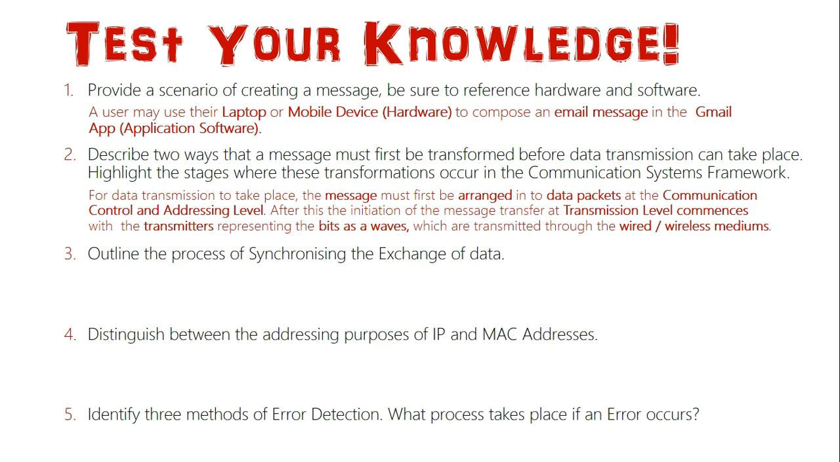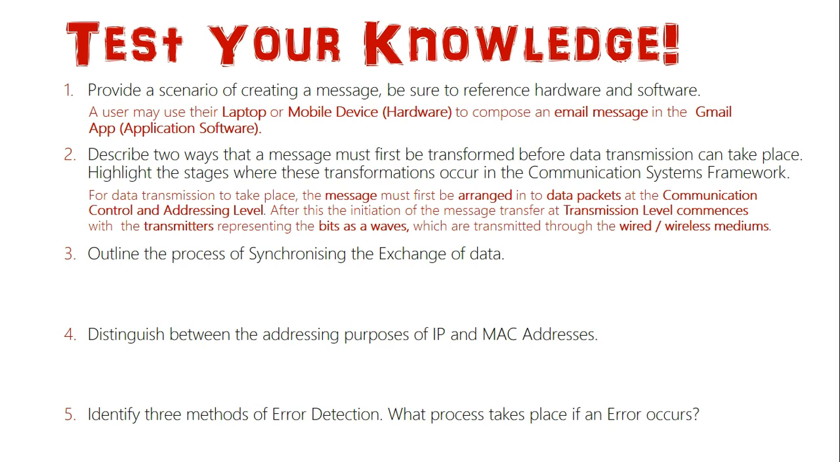This occurs at the communication control and addressing level. Okay, so this is before the transmission level. Okay, it gets arranged in the packets. After the initiation of the message transfer at the transmission level, then, depending on the mediums used to transfer the data, the transmitted bits are going to be represented as waves. Okay, so it's going to be transferred as a wavelength during transmission. Okay, and this is based on the medium being used to transfer the data.